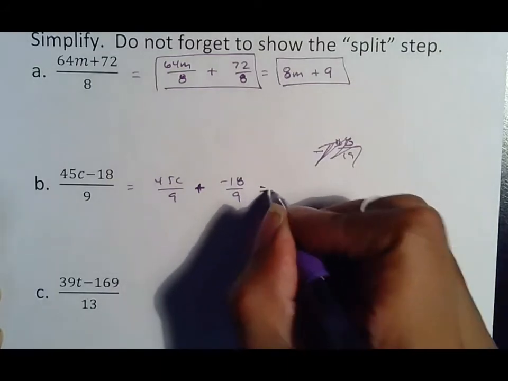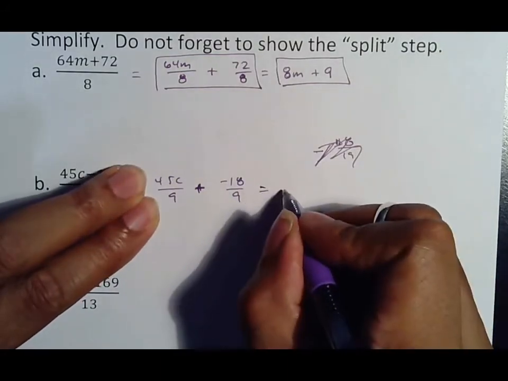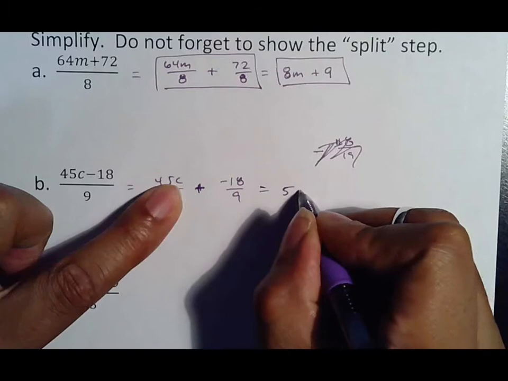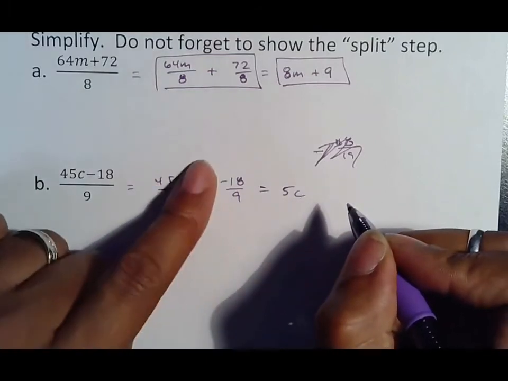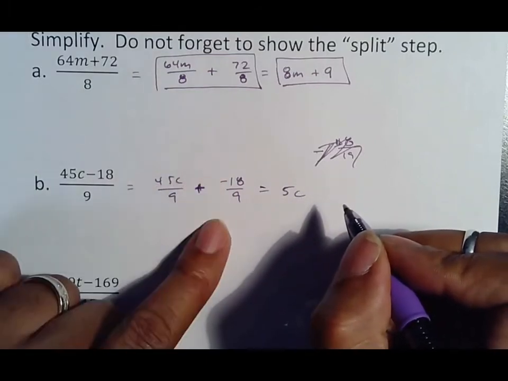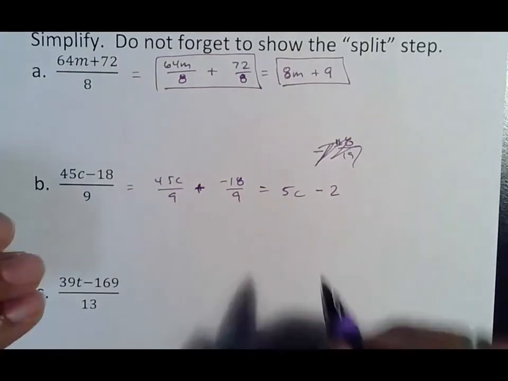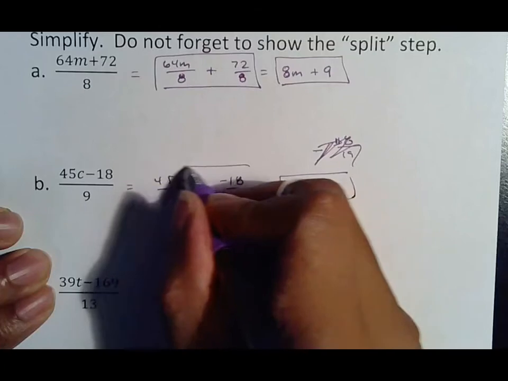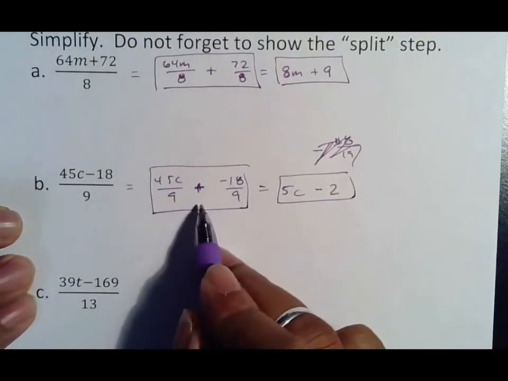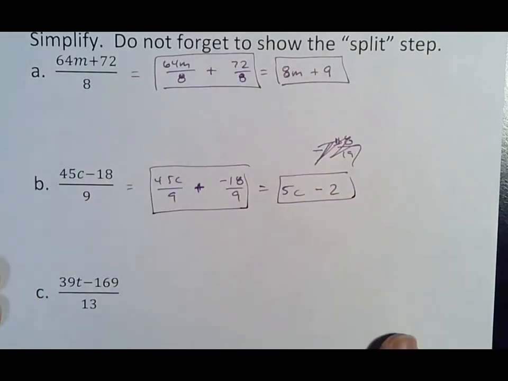But other than that, we wrap this up by saying 45 divided by 9 is 5 with a c. Don't forget the c. And then again, one negative, just like we just talked about, is negative 2. And that would be your answer. This is the answer you have to show, or the work you have to show, and that is the answer that we are looking for.